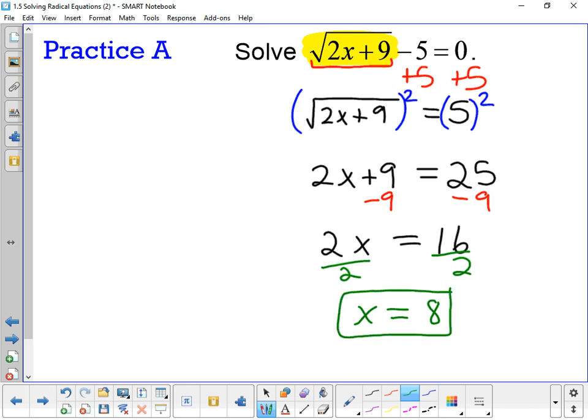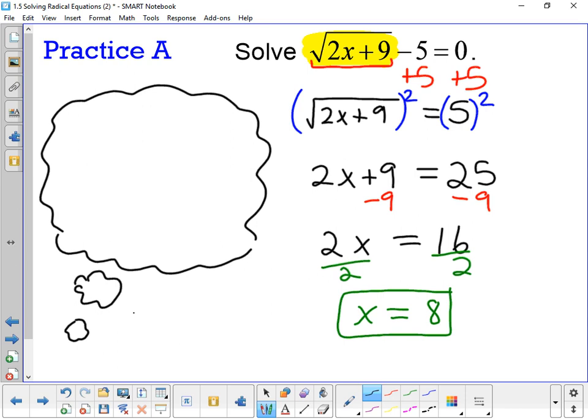Again, we want to check that, just make sure that it works. Here's my little mental check. I'm just thinking this or typing it in my calculator. Does it work?